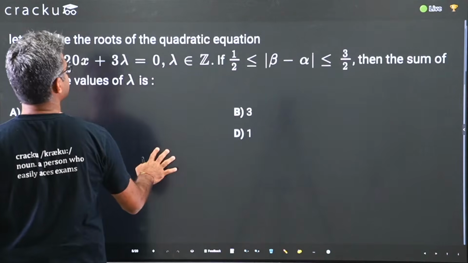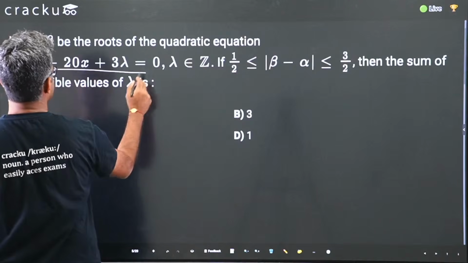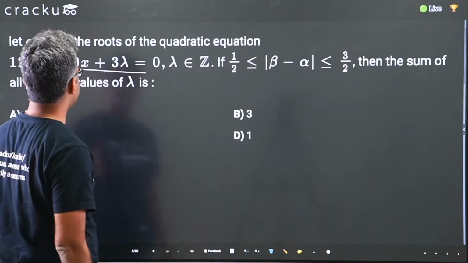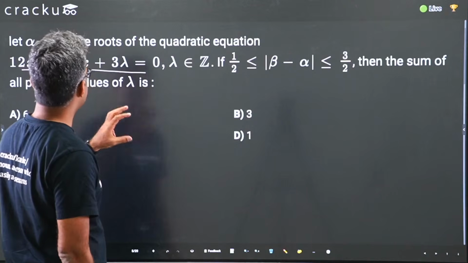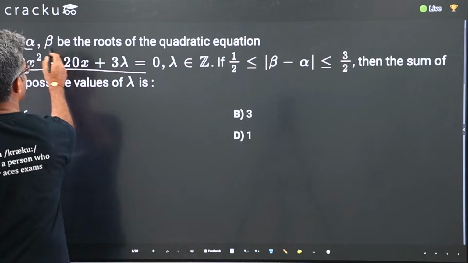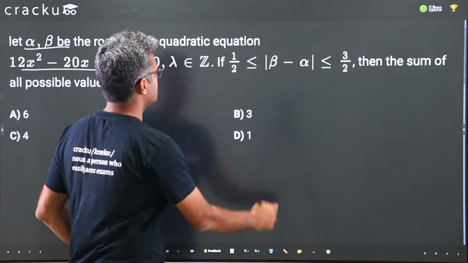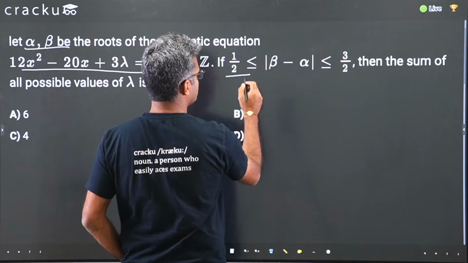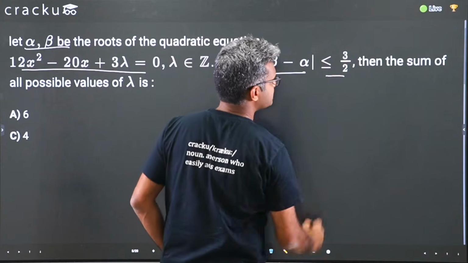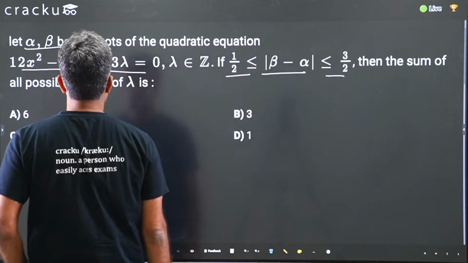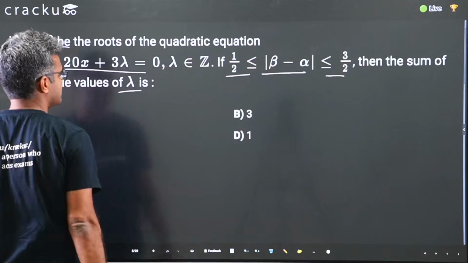In this question, we are given a quadratic equation. This is the quadratic equation: 12x square minus 20x plus 3 lambda is equal to 0. And we are told that alpha and beta are the 2 roots of this quadratic equation. Now we are also told that 1 by 2 is less than or equal to beta minus alpha, which is less than or equal to 3 by 2. Then the sum of all the possible values of lambda is what is asked.